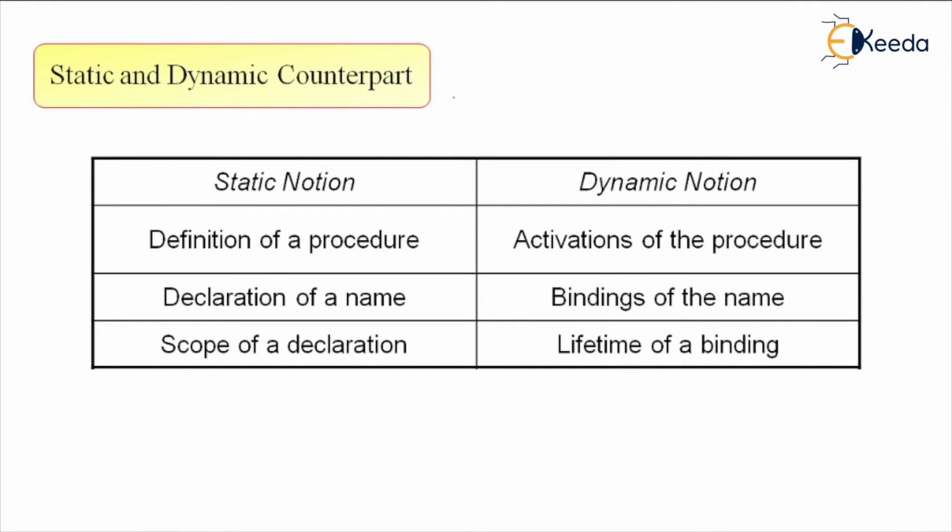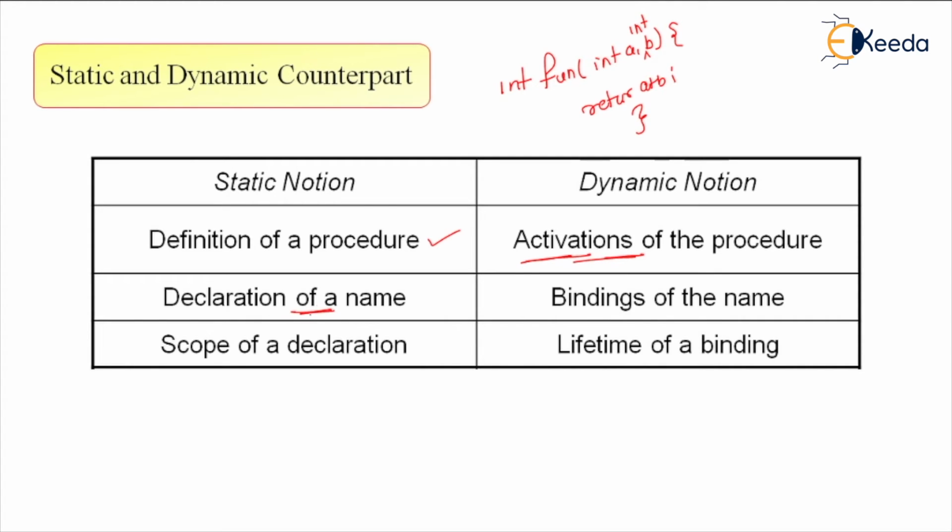Now the next is the static and dynamic counterpart. What is the static notion and what is the dynamic notion? The static notion is the definition of a procedure. If you define a function f with int a, int b, and return a plus b, this is a static entity. The dynamic thing is if I run this, the activation, which we have just learned, is a dynamic entity.